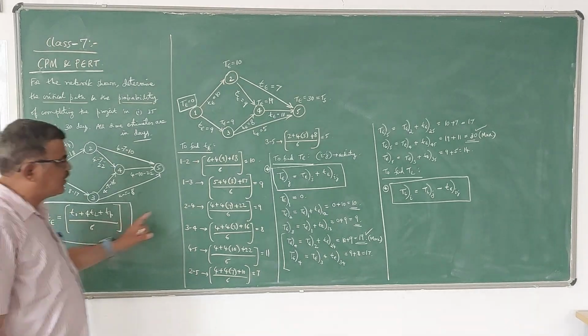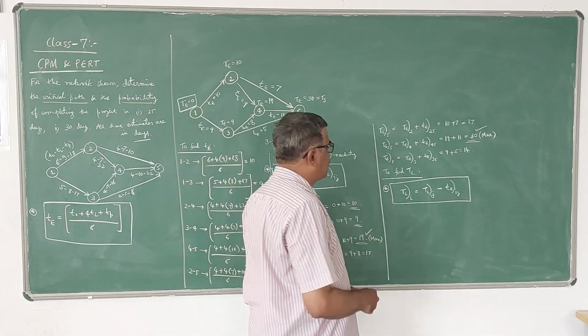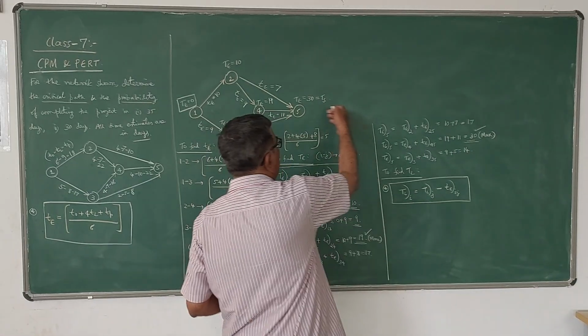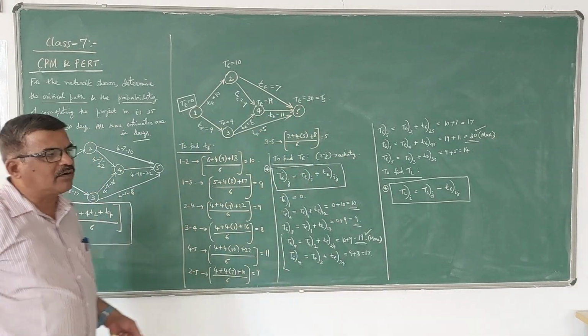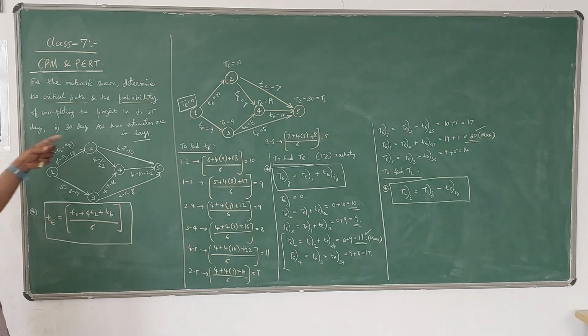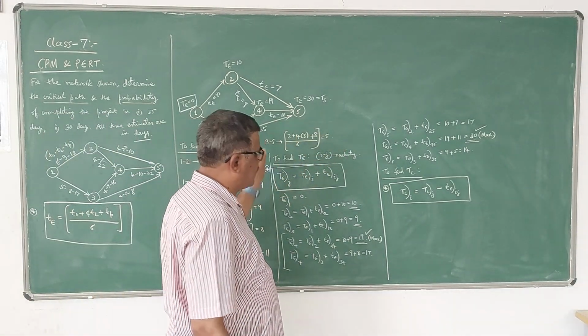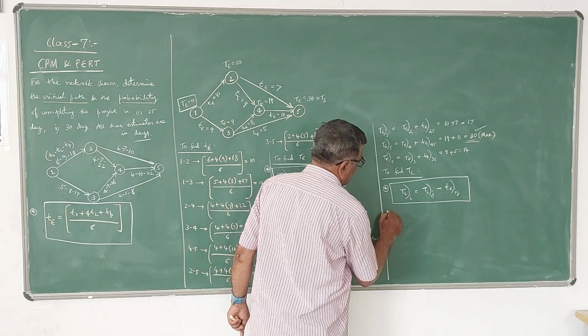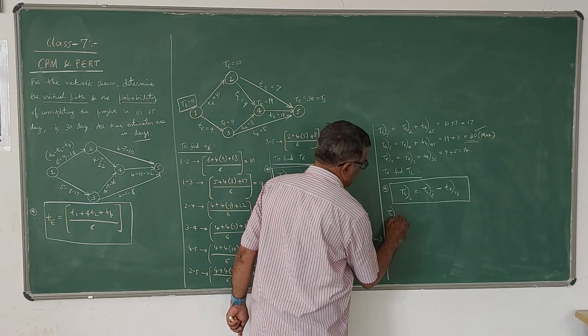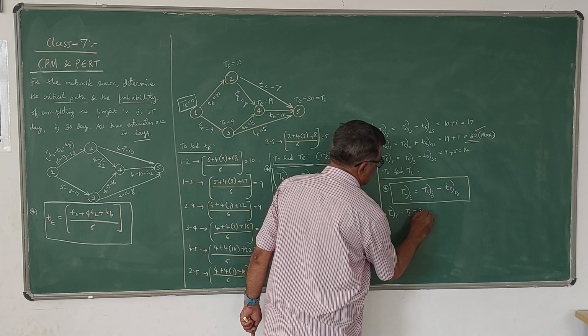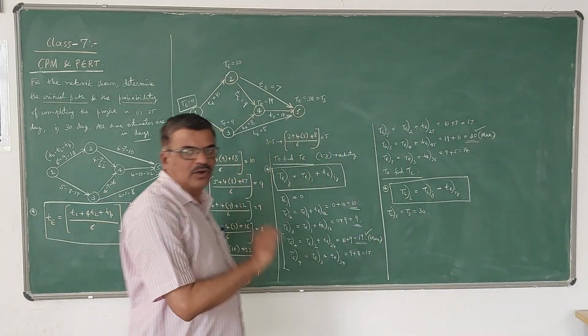So 3 formulas, 1, 2, 3. Now here, one by one we will go now. We have to start backwards. I told you, for calculating TE, we have to move from the first event. For calculating TL, you have to move back from the last event. So last event now here is TL5 we know, which is nothing but your TS, which is 30 days. That you know.